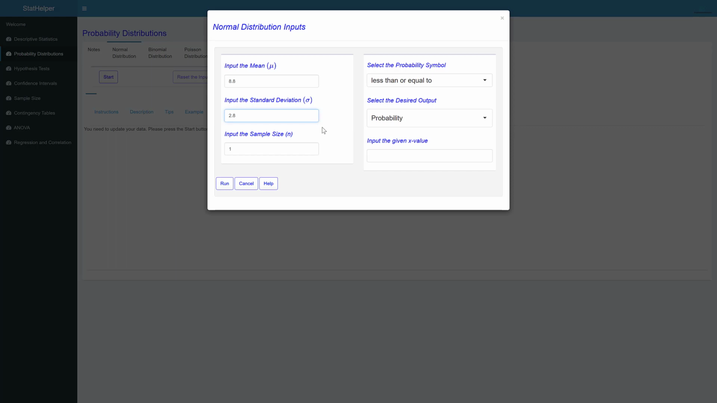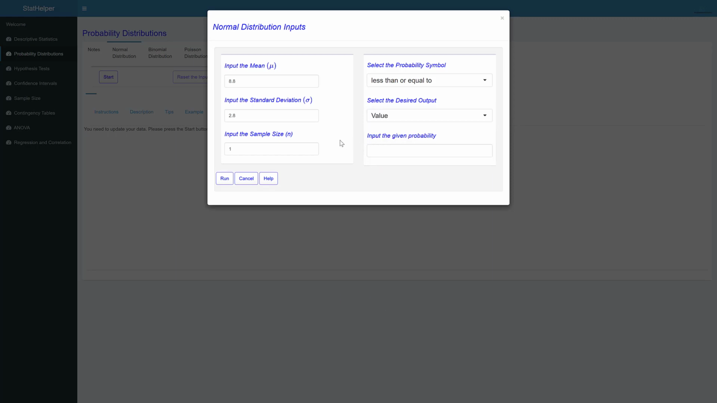Okay, now when we get to the other side, things change a little bit. Since we want to know what x value 95% of the values fall below, that means we want to choose less than or equal to. But what's going to change now is we're no longer looking for probability. Now we're looking for a value. So we're going to click on value. Now we have to input the given probability. So we're going to input 0.95. Okay. Again, take a look at this.